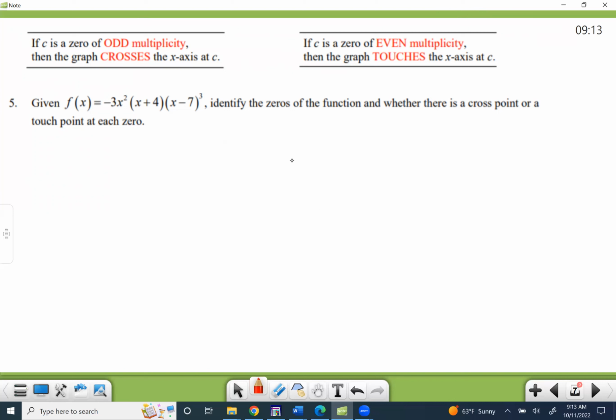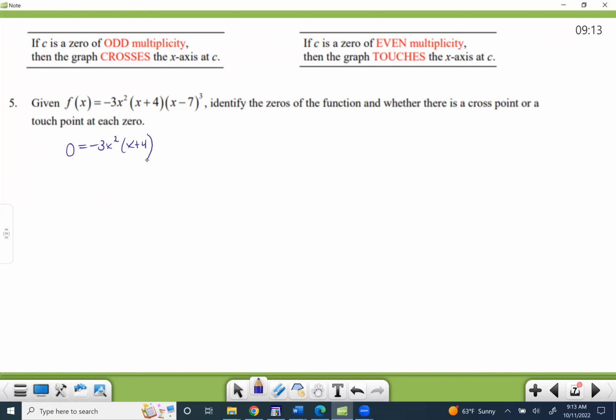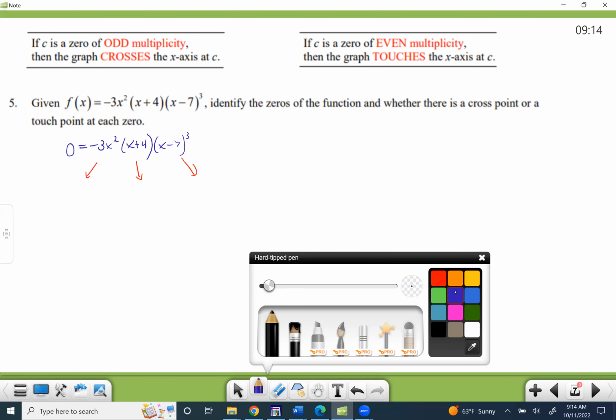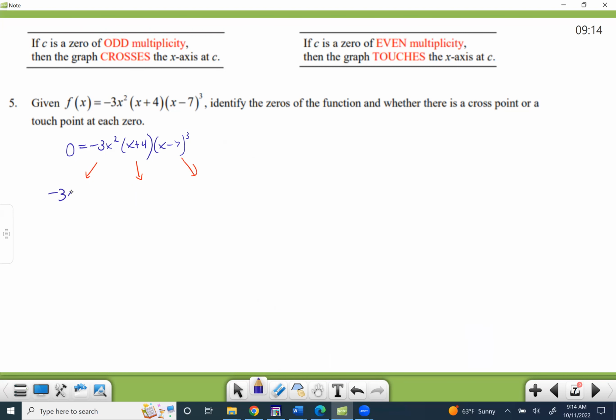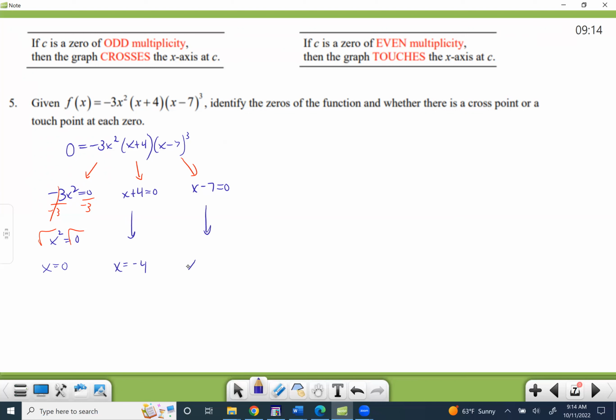All right, this one says, identify the zeros and determine whether there is a cross or a touch at that point. Okay, so to find the zeros, we're going to set it equal to zero. Okay, so if we go in here and we set each piece equal to zero. I don't know if you could just tell that the first one's zero. Really, you just have to set the x equal to zero, but for some reason, students like me to do the math so that they can see why. Zero divided by anything is zero. You would square root, and the square root of zero is zero. Okay. All right, so then this one would be negative four. I'm going to write it down here. And this one would be positive seven, okay.